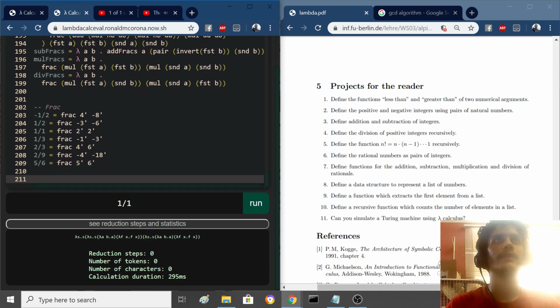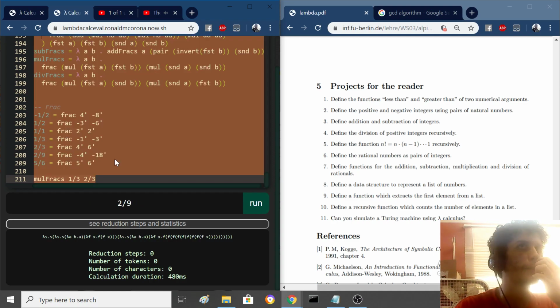Alright. So yeah, let's divide some fractions. How about we divide or multiply this? Either way. Multiply 1/3 with 2/3 like I said I would, to give me 2/9.